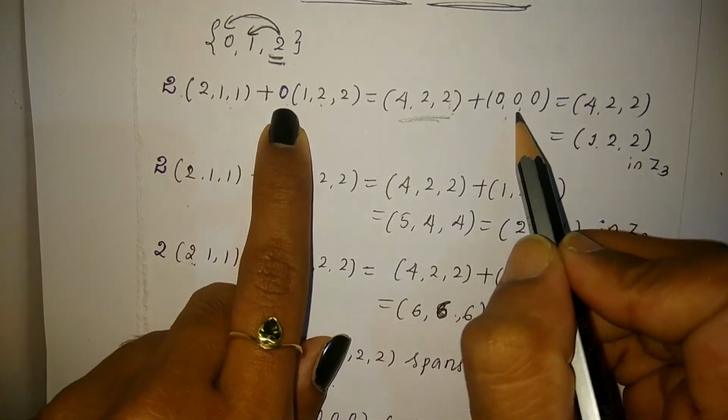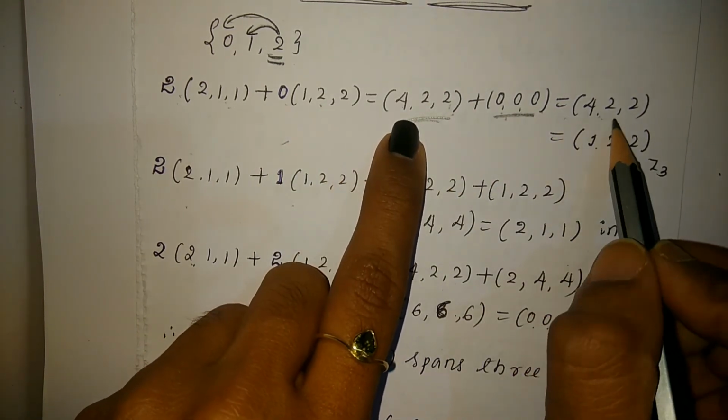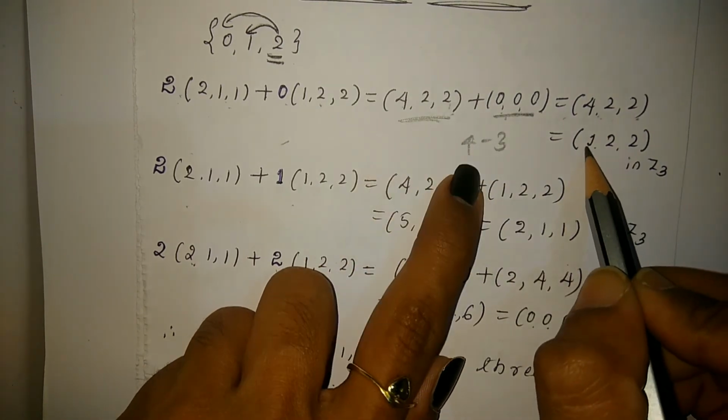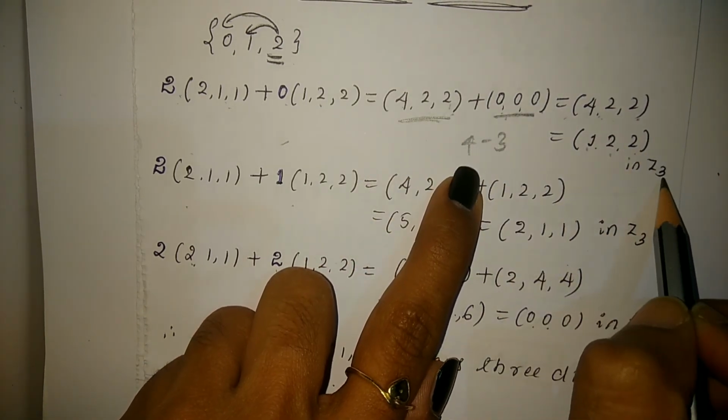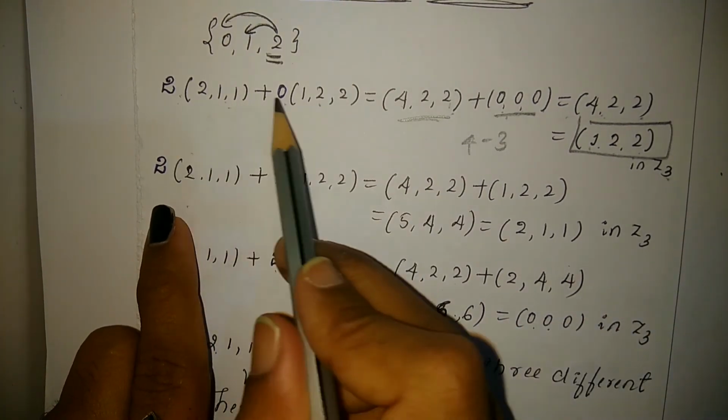Next, 0 into anything is 0, 0, 0. If I add, we get 4, 2, 2. 4 is not an element. Just remove 3. So that is 1, 2, 2. Now it is an element of Z3. So I get 1, 2, 2. Next, 2 with 0 is over.